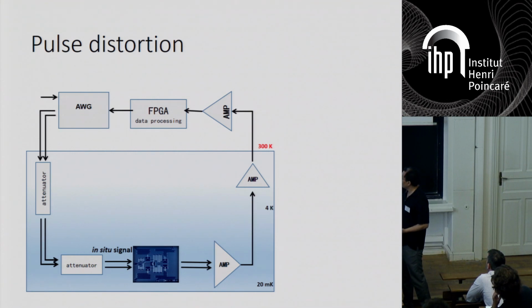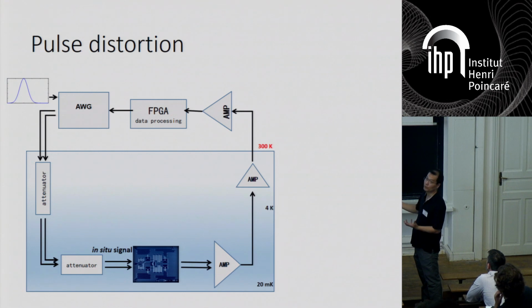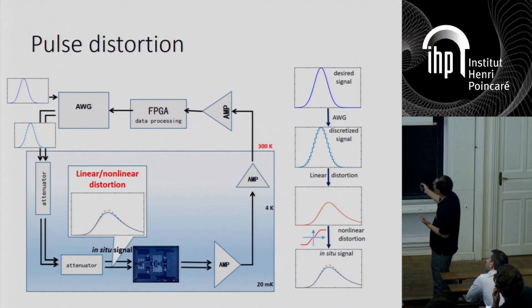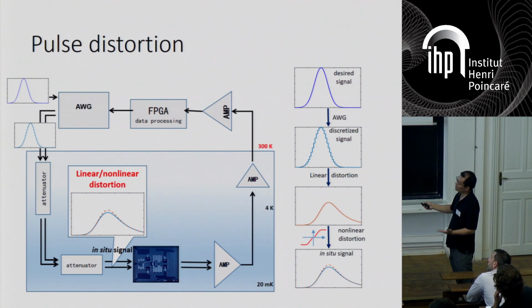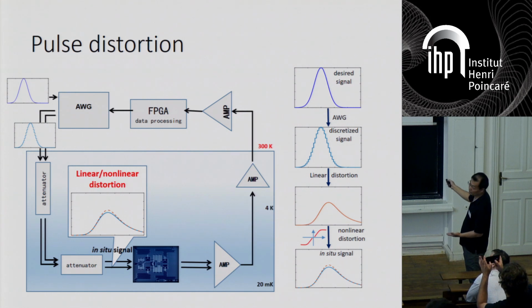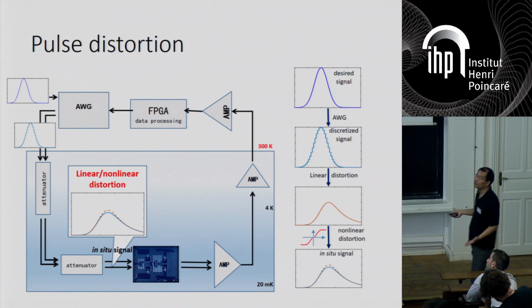So it often happens that you want to generate a Gaussian signal in situ, but the problem is when you generate the signal at room temperature, the AWG, the arbitrary waveform generator, will first discretize the pulse. Then when the pulse goes down from room temperature to low temperature, it will experience different kinds of distortion. Because there are spurious capacitors and inductances along the transmission line, they can cause linear distortion, changing the shape. There could also be some nonlinear distortion. So when this signal comes a long way from the AWG through the transmission line, the pulse shape will be distorted.